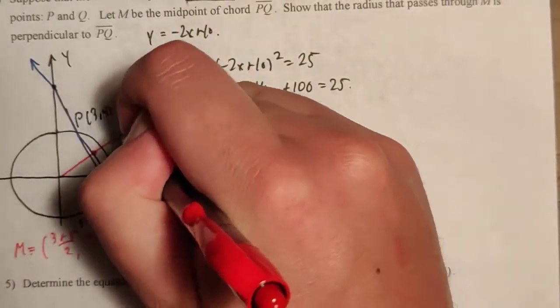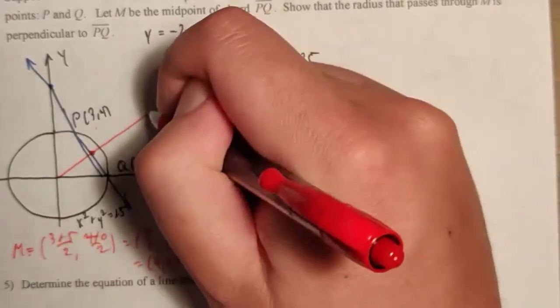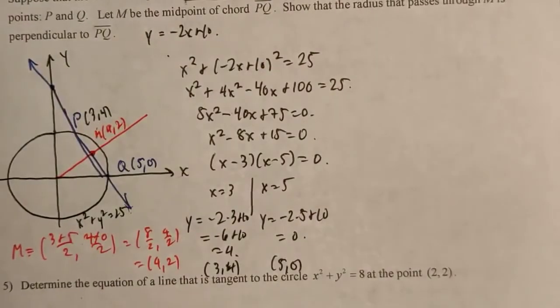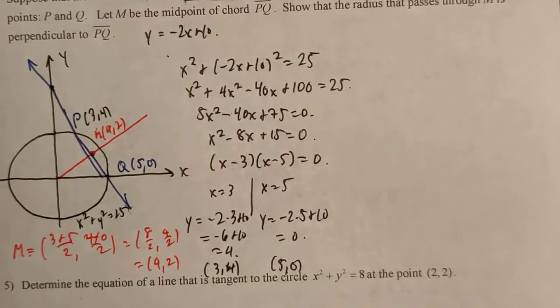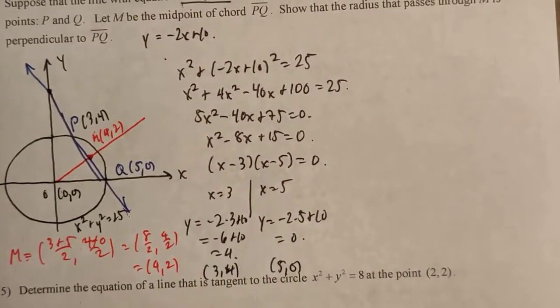And now we want to show that that is perpendicular here, okay? So in this case, here's M. So here's our radius, or at least the portion of our radius here. Here's M, and that's (4, 2), okay? Show that the radius that passes through M is perpendicular to PQ. I'm going to call the center O, and that's (0, 0) here. All right, so let's put this together.